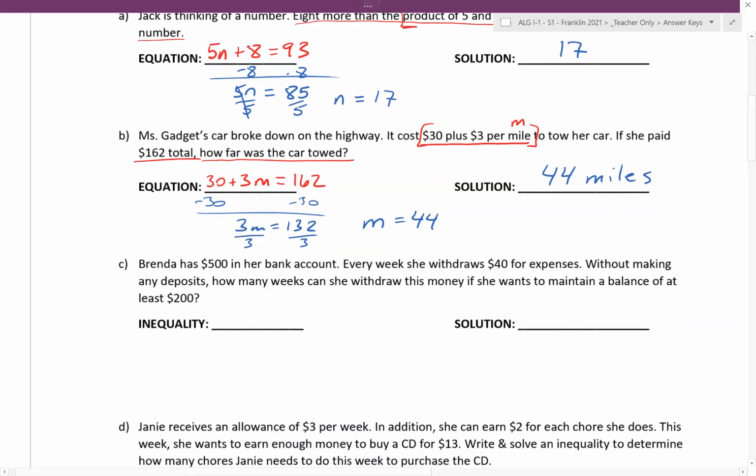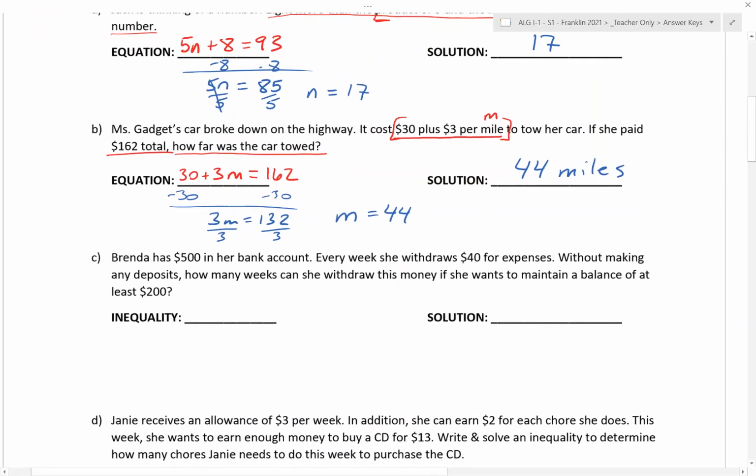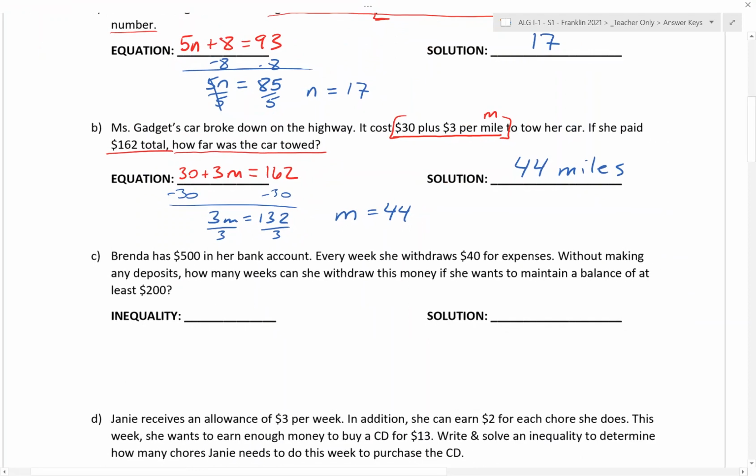Okay, example C. Brenda has $500 in her bank account. Every week she withdraws $40 for expenses. Without making any deposits, how many weeks can she withdraw this money if she wants to maintain a balance of at least $200? So kind of a lot going on in this problem.